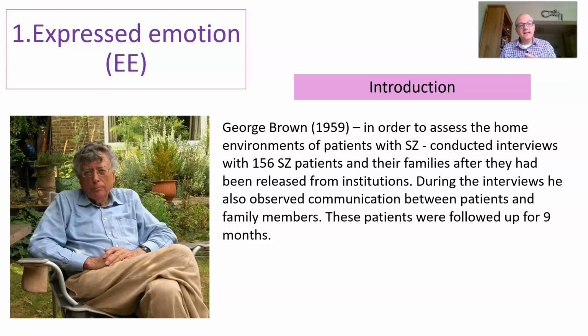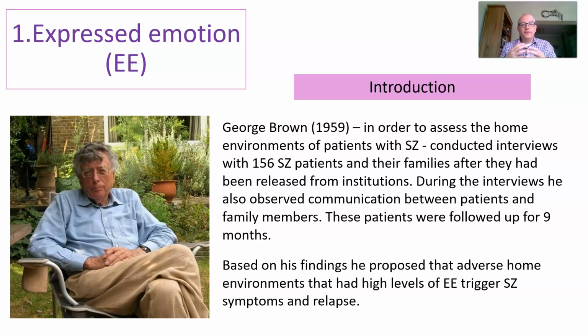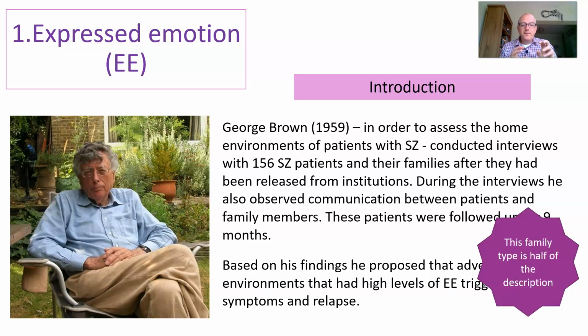What he did is he interviewed schizophrenics and their families, and he made some observations about how they interacted with their families and what was going on there. He interviewed them and came back 9 months later and interviewed them again. What he found was that in those families there were adverse, negative, critical environments. And it was his idea that actually it was this environment that was triggering off the schizophrenia. So just a reminder that you've got to do two explanations: the expressed emotion and the double bind communication.